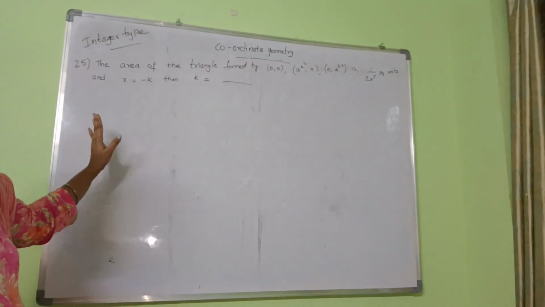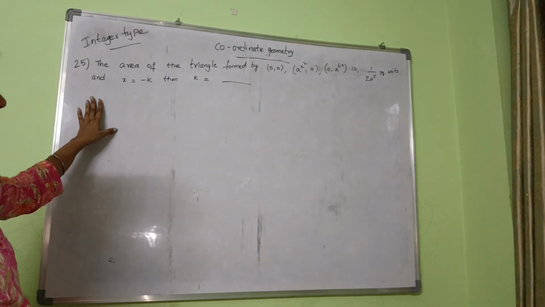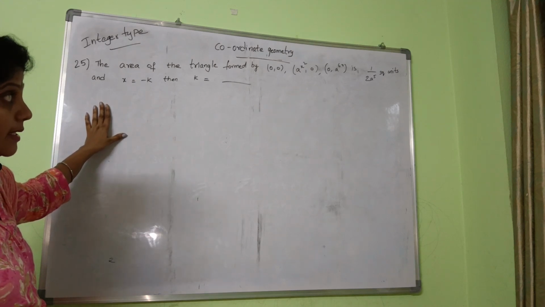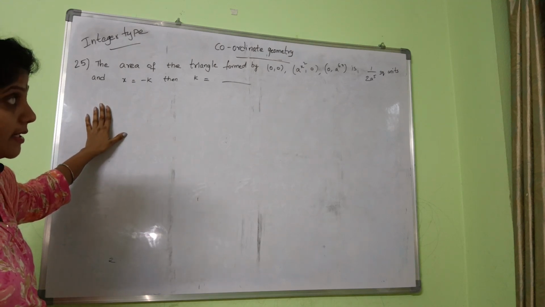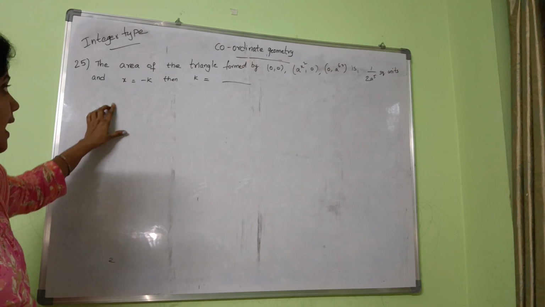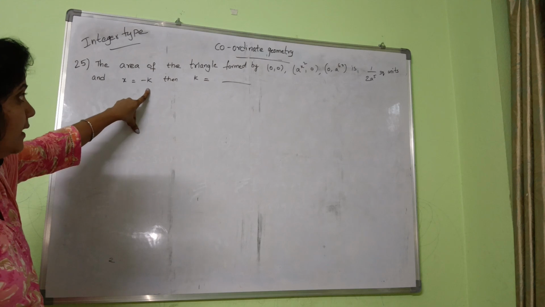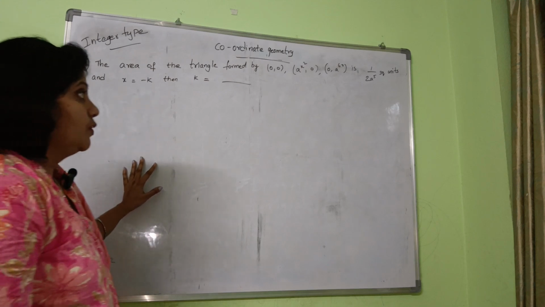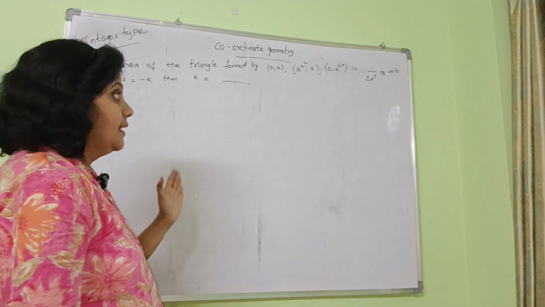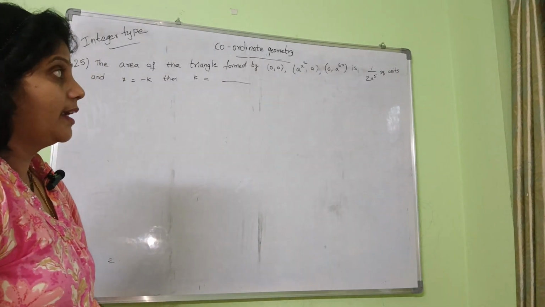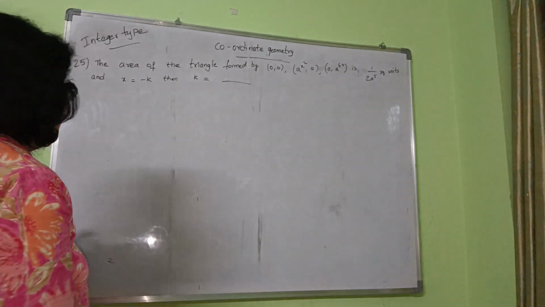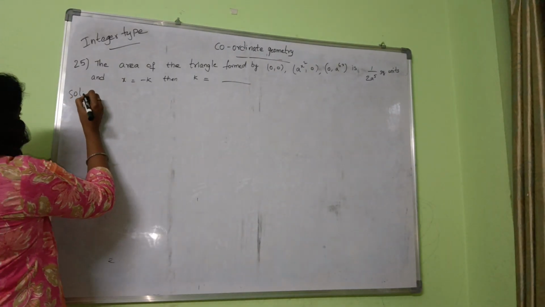Today we will solve the integer type question. So what is given? The area of the triangle formed by (0, 0), (a^(x^2), 0), (0, a^(6x)) is 2a^5 square units, and x is equal to minus k. Then the k value is? So after substituting the values, the area is 1 by 2 a^5 square units. So first, I need to know what is the area of a triangle.